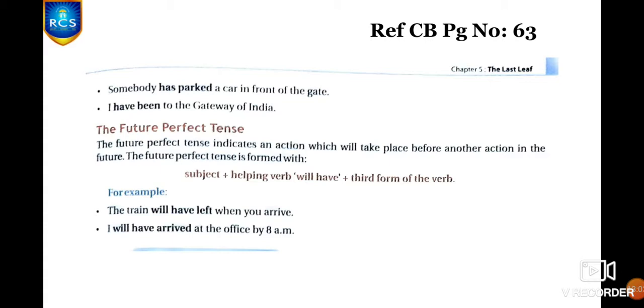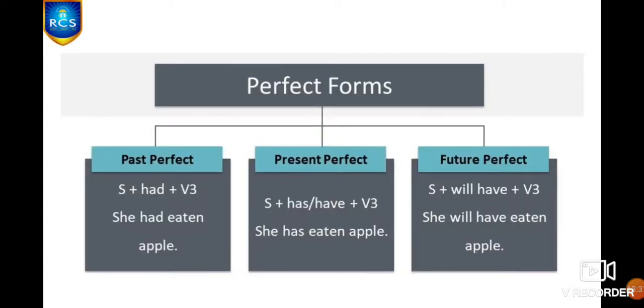The future perfect tense indicates an action which will take place before another action in the future. The future perfect tense is formed with subject plus helping verb will have. What is the helping verb? Will have plus third form of the verb. The train will have left when you arrive. I will have arrived at the office by 8 a.m. Are you all clear about this future perfect tense, children?